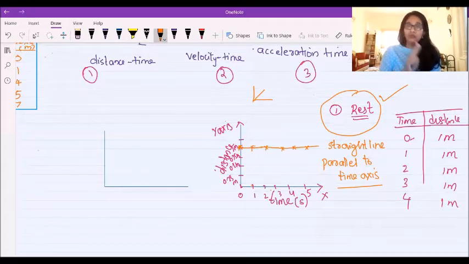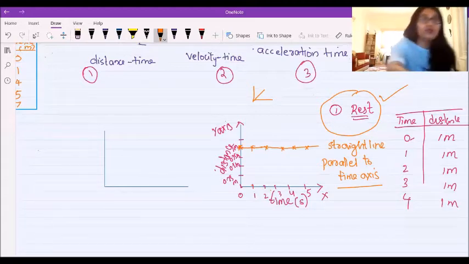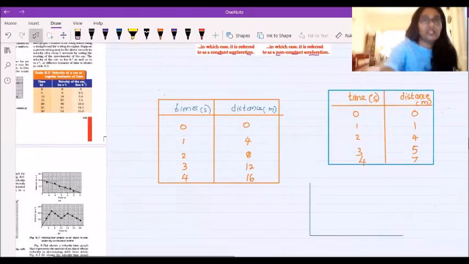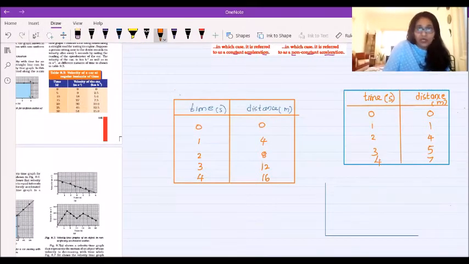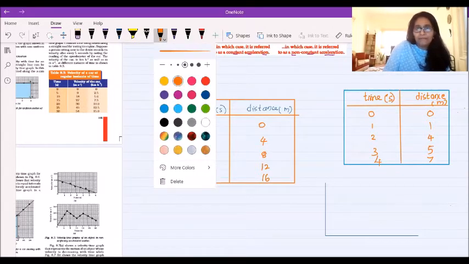Now let's move to the second category of distance time graph, when the object is in uniform motion or uniform speed. I have a different set of observations with me for this one. Look at the observation here. What I am going to do now is explain which one? Uniform. Is it uniform speed?